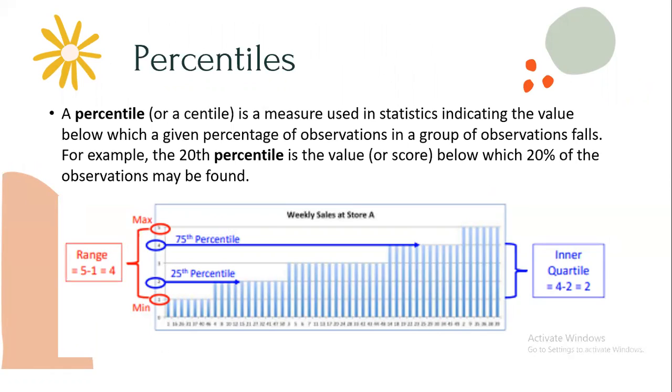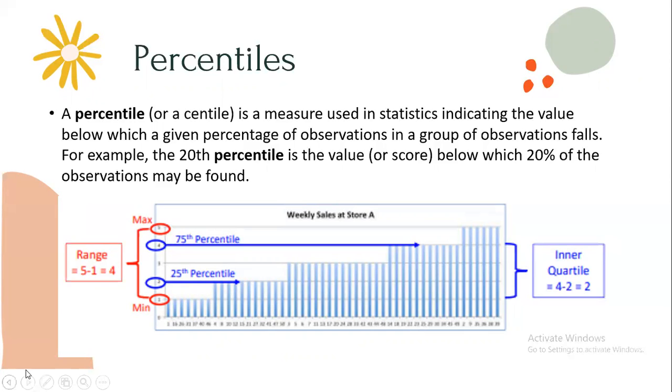Another terminology that is used in supply chain management is percentiles. A percentile is a measure used in statistics indicating the value below which a given percentage of observations in a group of observations fall. So if somebody says, what is the 20th percentile? Okay, it is basically the scores below 20%.